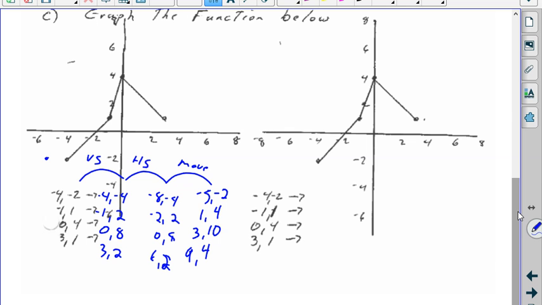-5, -2, 1, 4, 3, I'll say that's 10, and 9, 4. The shape is similar. Again, this is that process I talked about during pulse today.